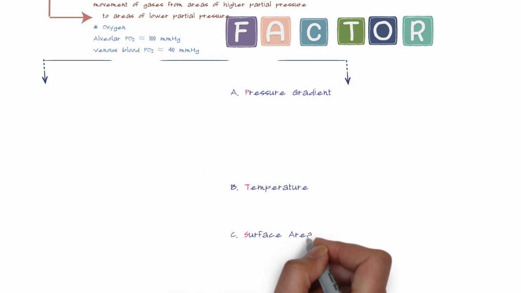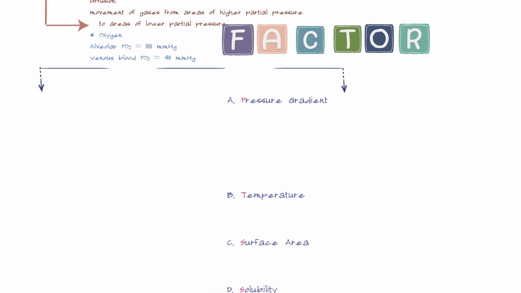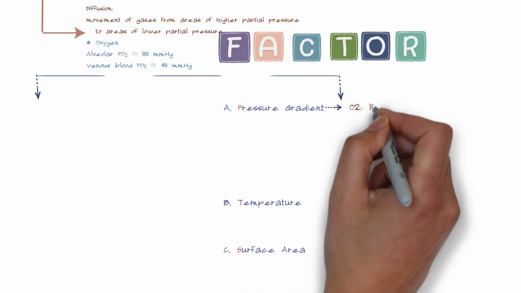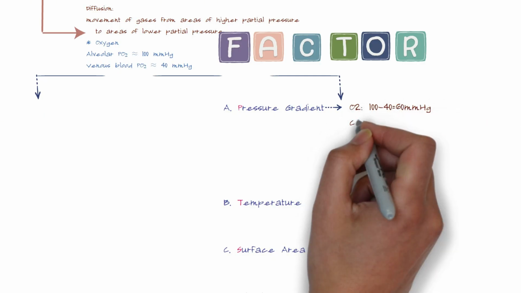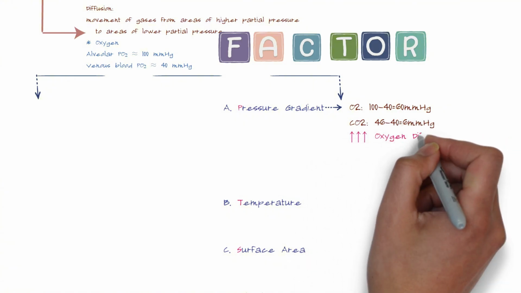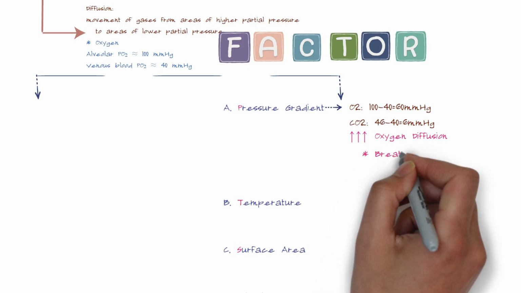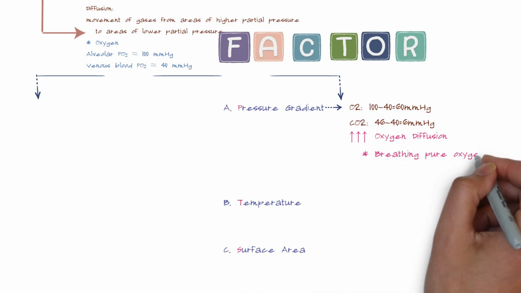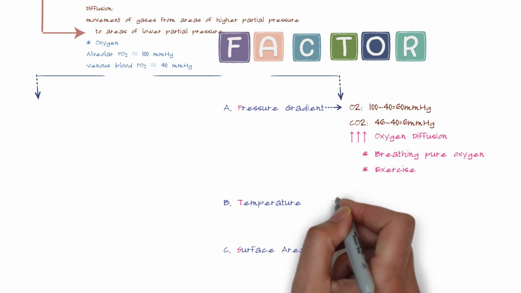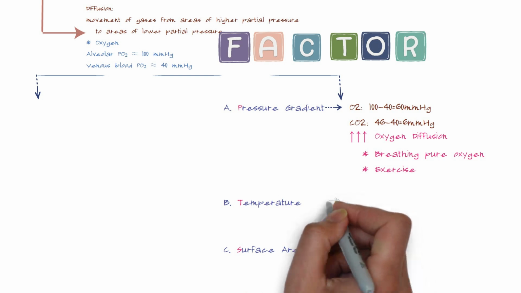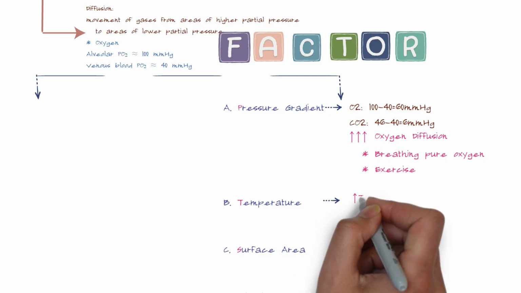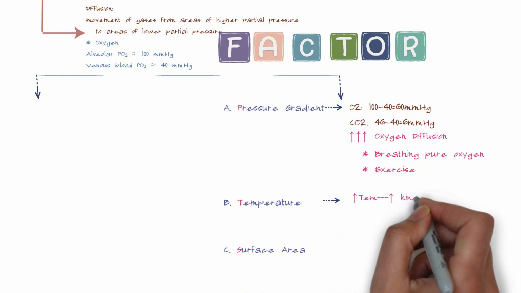Starting with the pressure gradient: the bigger the difference in partial pressures, the faster the diffusion. For example, for oxygen the pressure gradient is about 60, while for carbon dioxide it's only 6. This means that oxygen gets across much faster than carbon dioxide. Diffusion can be increased by breathing pure oxygen or during exercise, which increases the opening of the capillaries.